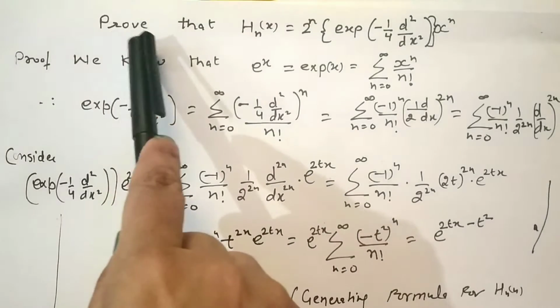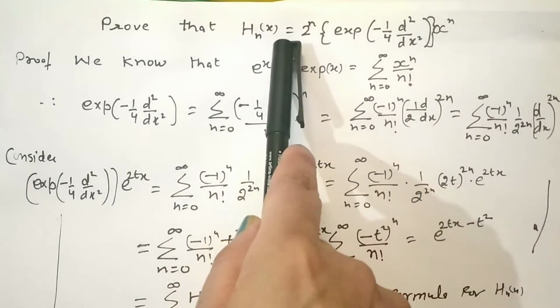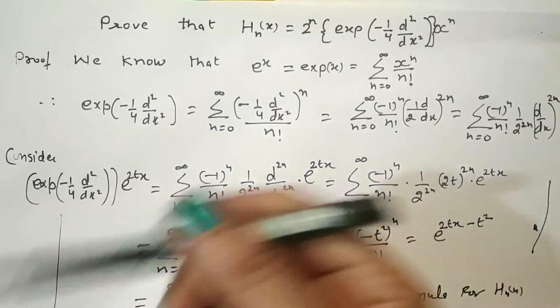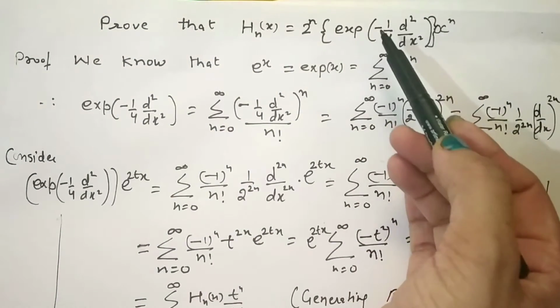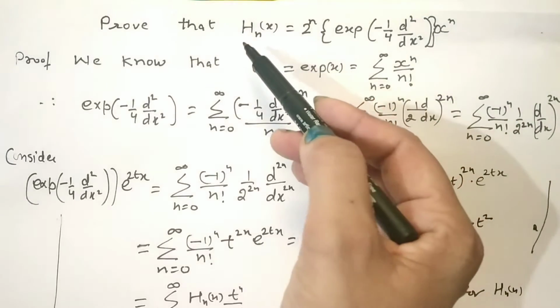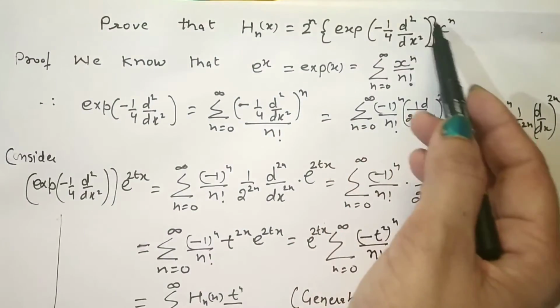Now look at this proof. Prove that the Hermite polynomial H_n(x) is equal to 2 raised to power n exponential of minus 1 by 4 d square upon dx square into x raised to power n. We have to prove that H_n(x) can be written like this.